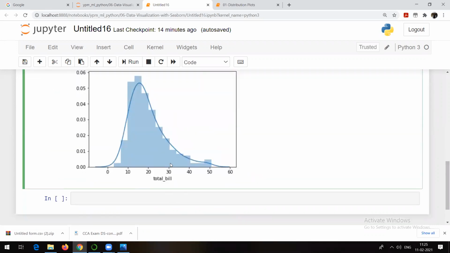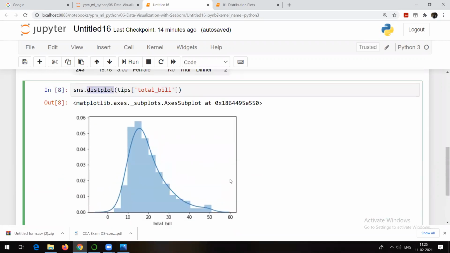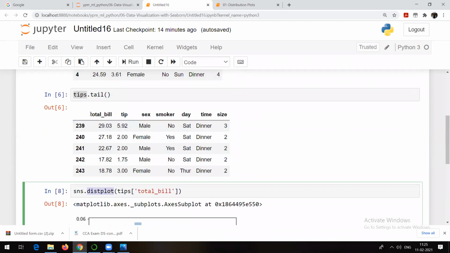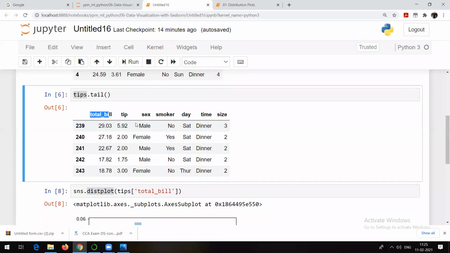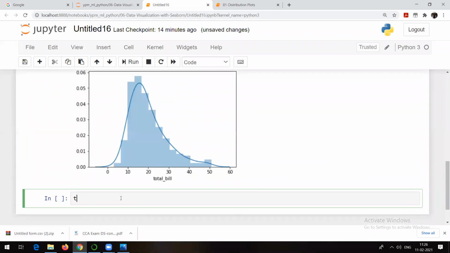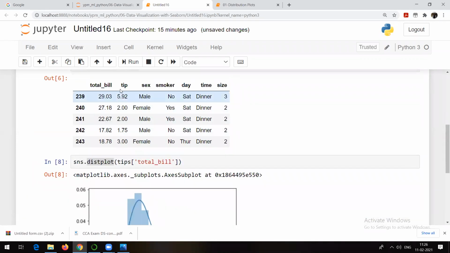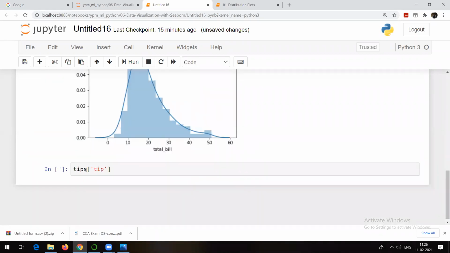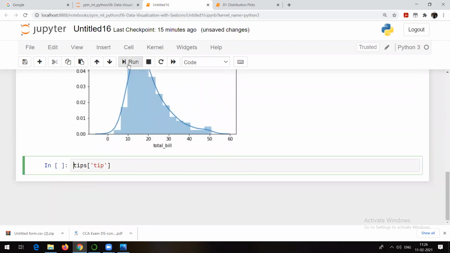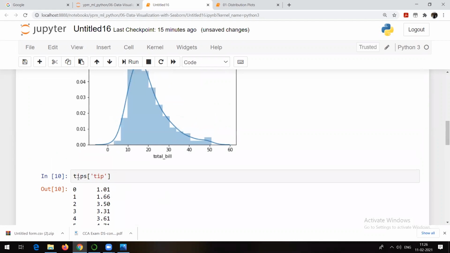Now here you can see, yes, there is some skewness actually. So this is showing us a simple distribution. Similarly, I can go for any other column and check the distribution of that particular column. For example, tip. Suppose I want to know how the tip column is distributed in the tips data set. What is the name of the column? The name of the column is tip. So in the tips data set, this is the column. Now I want to understand how this data is distributed.